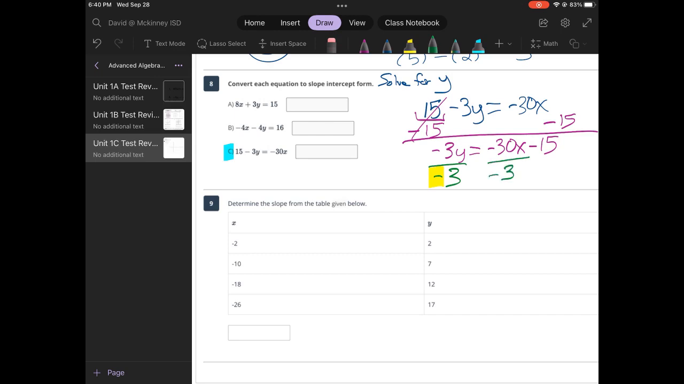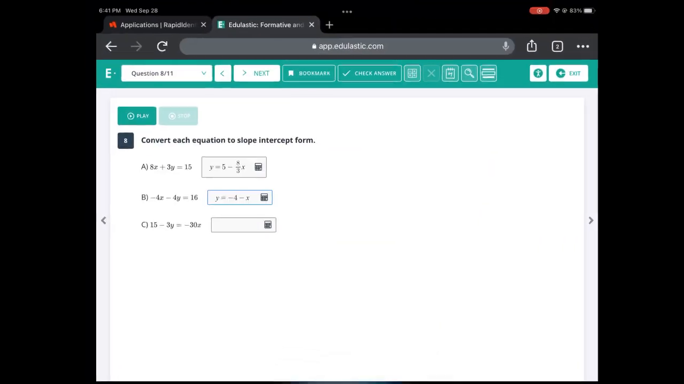I have seen a lot of students in the past few days that will only divide the x term by the negative 3, but they leave the other term, the constant, alone, and they don't divide it. You must divide all three terms. When I do, negative 30 divided by negative 3 is positive 10. Negative divided by a negative is a positive. Negative 15 divided by a negative 3 is a positive 5.